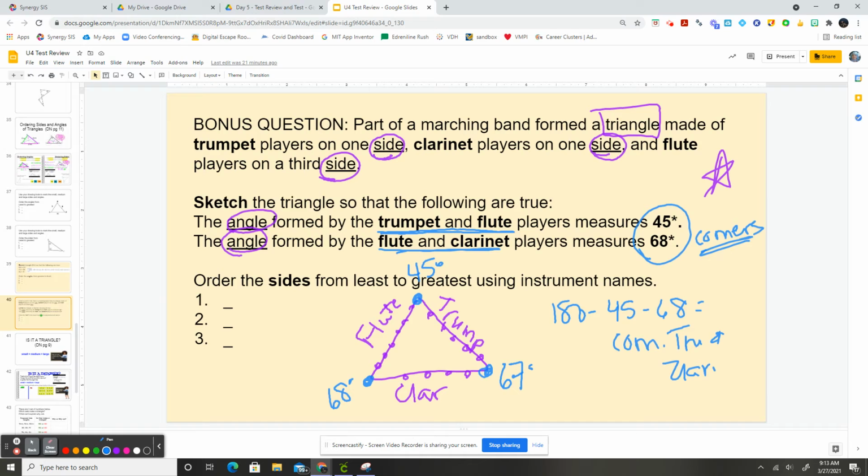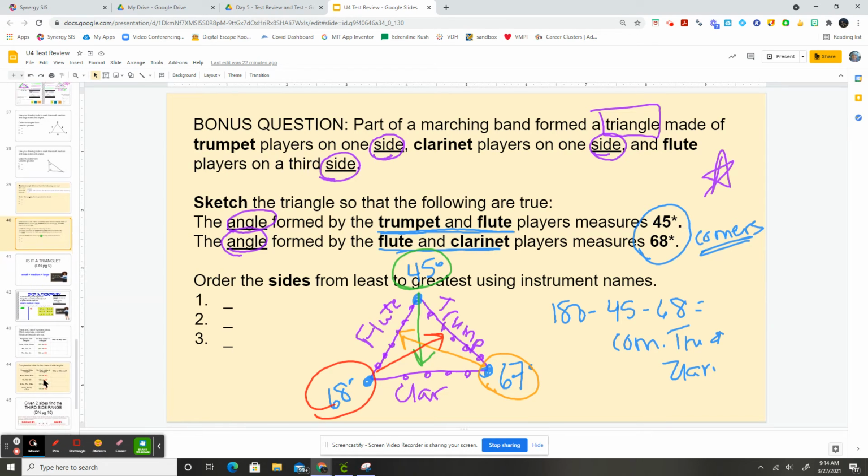Once you have your diagram, your illustration, your picture, whatever you want to call it, then it's just a matter of going from side to side. The smallest angle is always opposite the smallest side. The medium angle is always opposite the medium side, and the large angle is always opposite the large side. And then you've just got to answer your question. That was learning target 4.